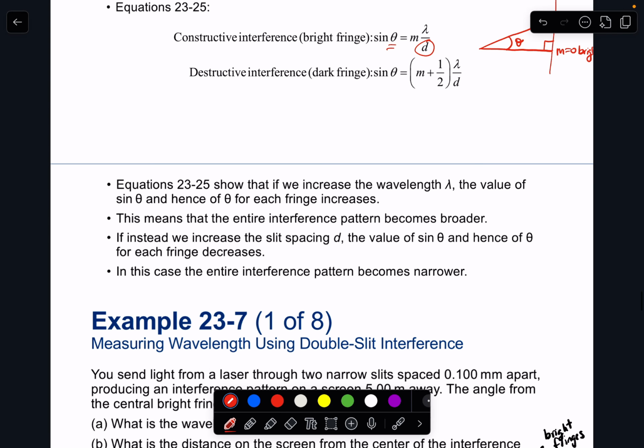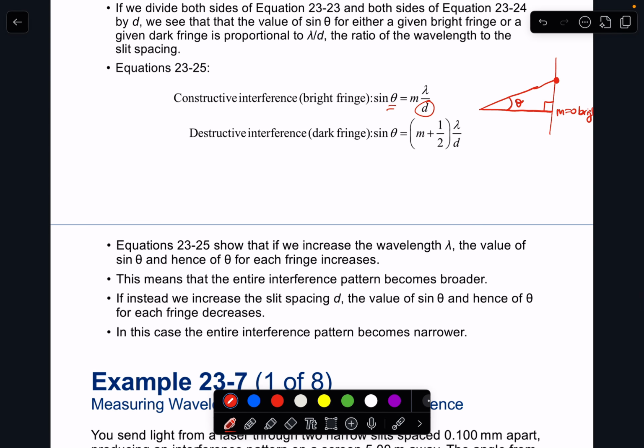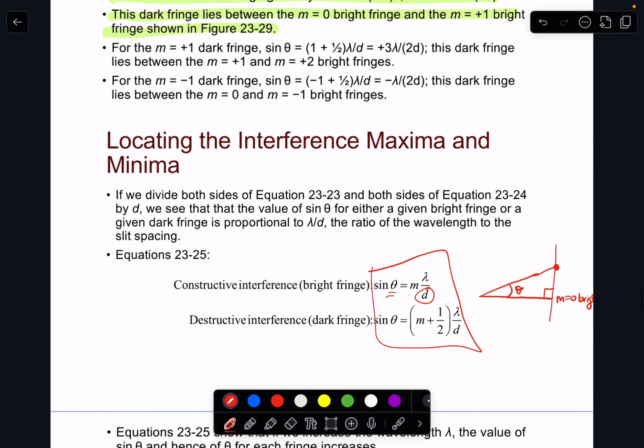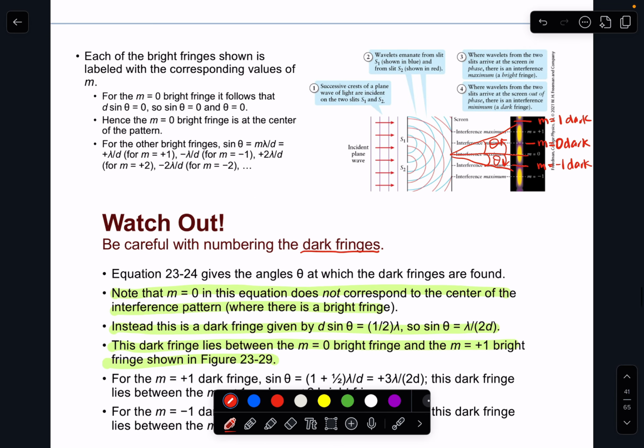So what you also notice from these two equations is the dependence on wavelength. So if we increase wavelength, then sine theta gets larger as well, and thus theta gets larger. So what does that mean in terms of the pattern? That means the pattern gets broader, okay? So what do we mean by broader? These kind of bright spots get like wider, okay? They're not like super sharp.